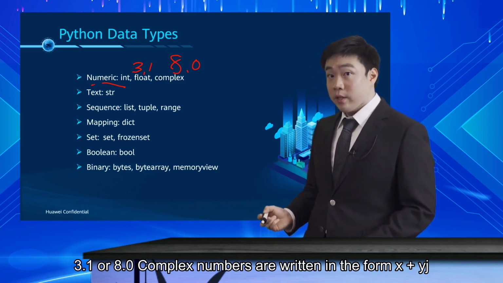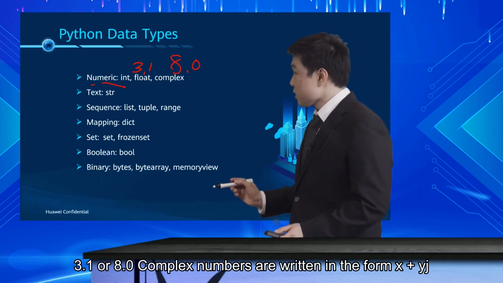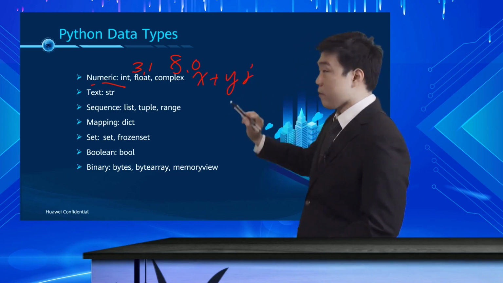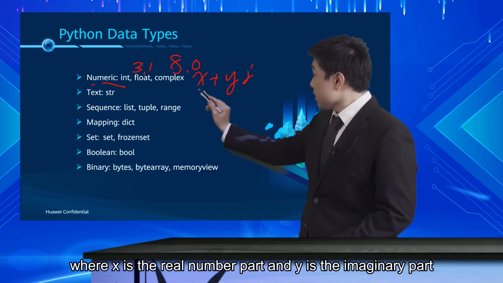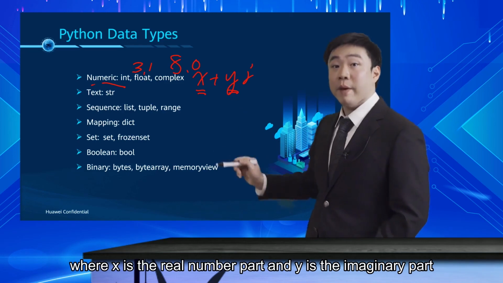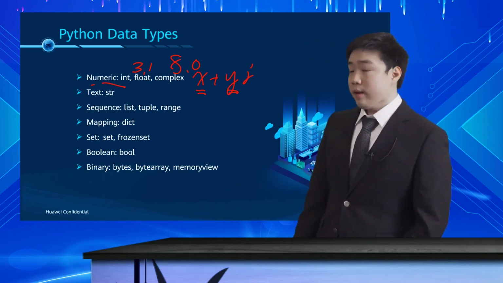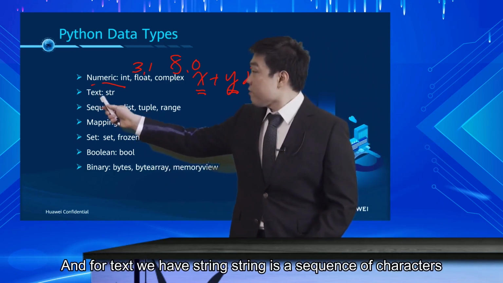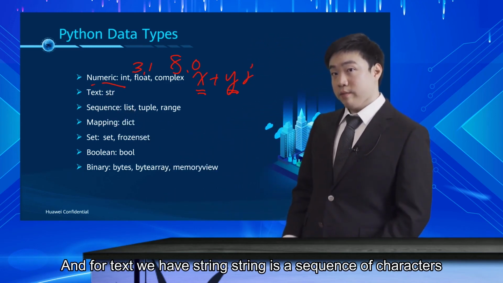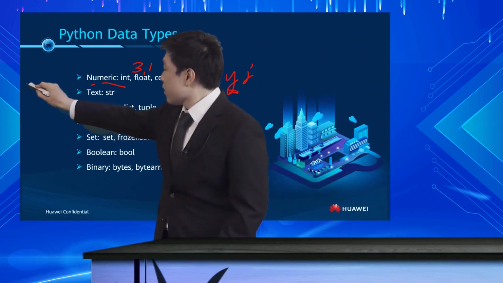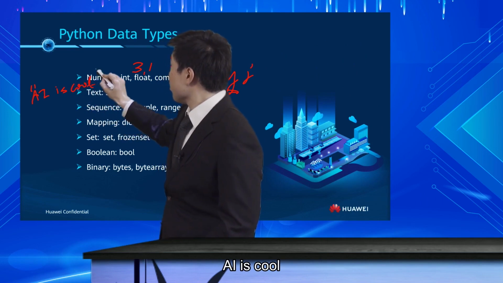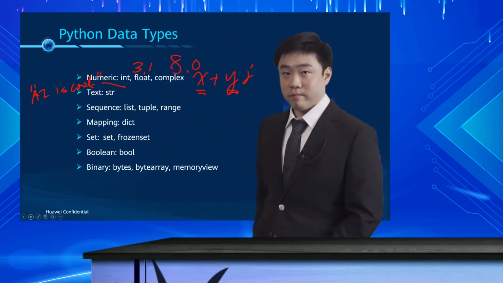Complex numbers are written in the form x plus yj, where x is the real number part and y is the imaginary part. And for text, we have string. String is a sequence of characters. For example, AI is cool. This is a string.